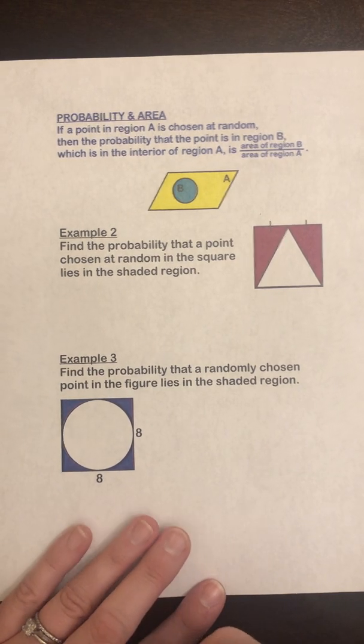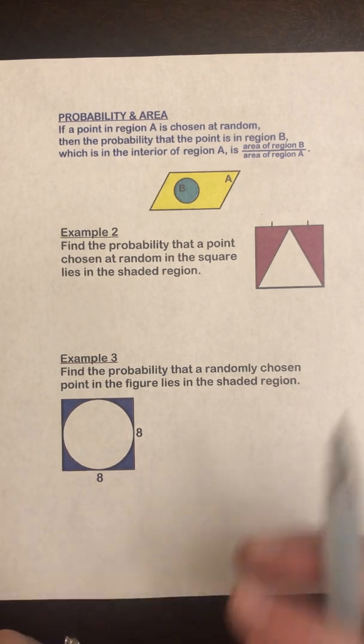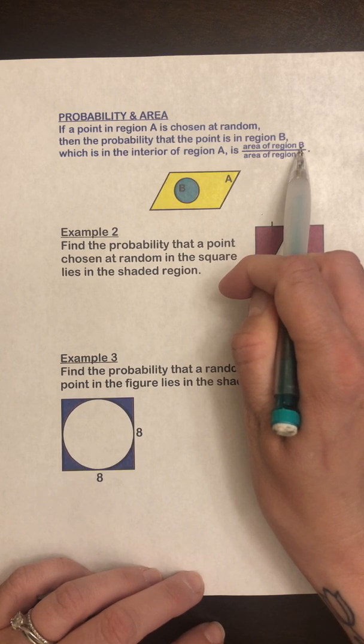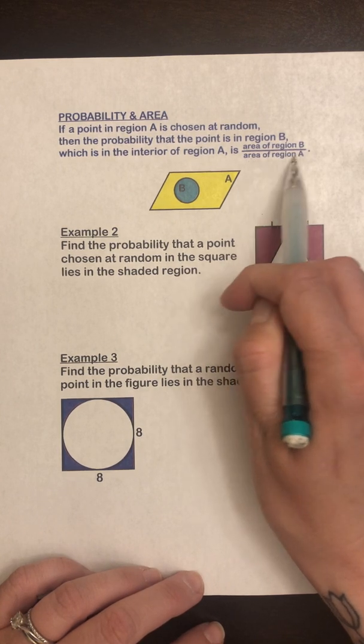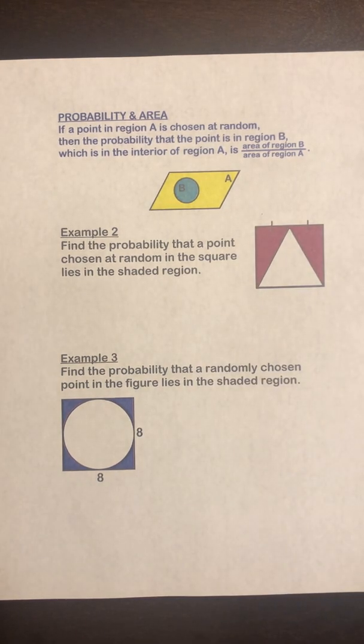On those problems, we did the length of what we wanted over the length of the whole thing. Here we're going to do the area of the region that we want to land in over the area of region A, which is the whole thing. So again, this is part over whole. Think about what it means to be a fraction, part over whole.